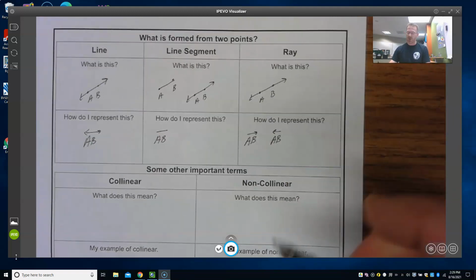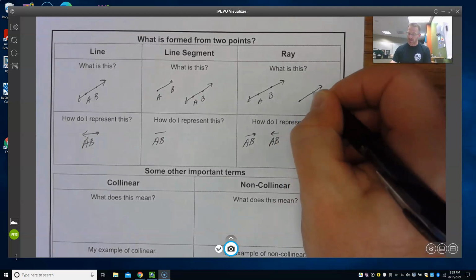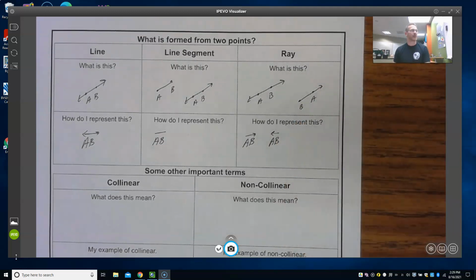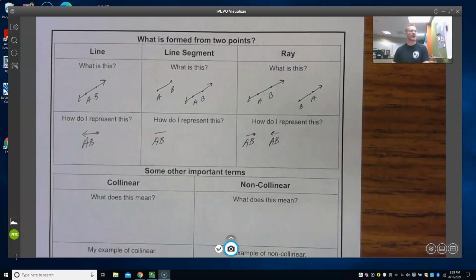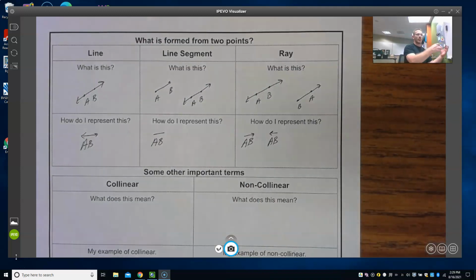Or you could draw it like this. I could do this: B, A, like that. That means I start at B and I go through A. So notice those two things have different meanings. So we want to make sure we put the correct one on top.